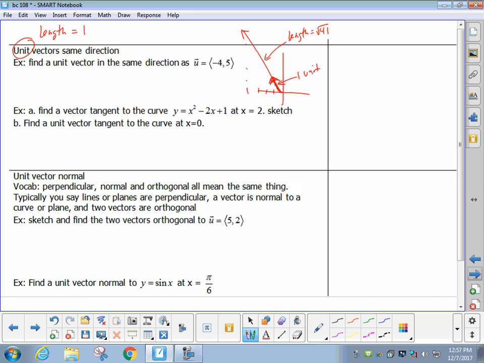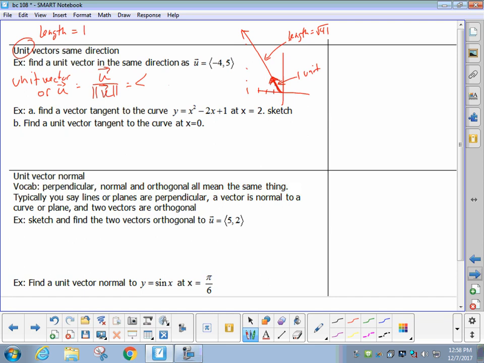So I could make it shorter by dividing, okay? So to make a unit vector of u, you take the normal vector components. Actually, let me write it this way, sorry. You take the normal vector, u, and divide each component by the magnitude.